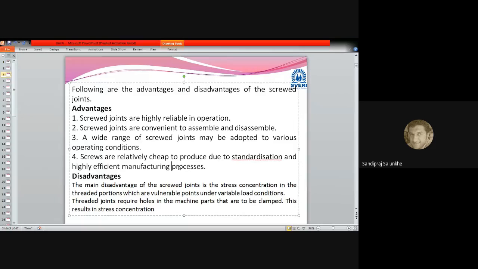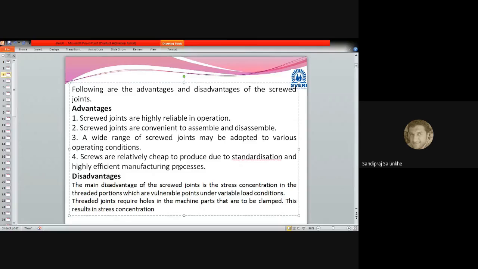Then the second: screw joints are convenient to assemble and disassemble. This is the main or important advantage of these threaded joints. Easily with the help of a spanner, you can remove the nut and bolt, and you can remove the two parts which are connected with each other. Wherever it is possible, we recommend these bolted joints only, and to reduce the cost, we go for welded joints. So as and when it is possible, we use bolted joints. They are also called screw joints.